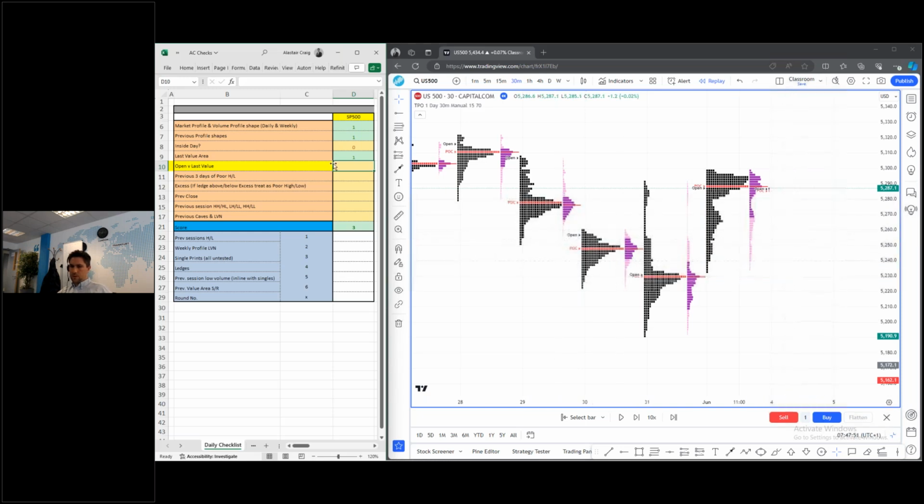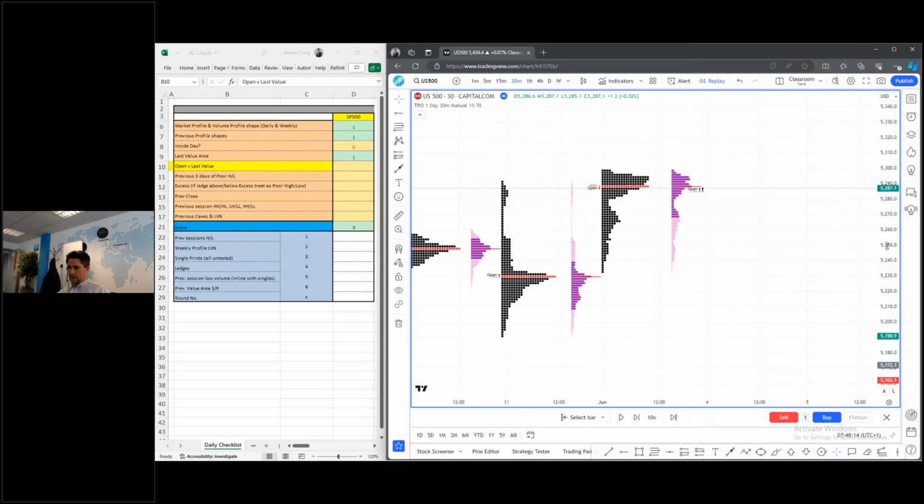Now then, probably my most important check is why I've got it in yellow. Where is the opening price versus the last value area? Now that is the open of the current day. So all of the analysis as we were sat on Tuesday, the 4th of June, was looking back at the 3rd of June and previous. For today, for this check, you're looking at where is the open on the 4th of June.